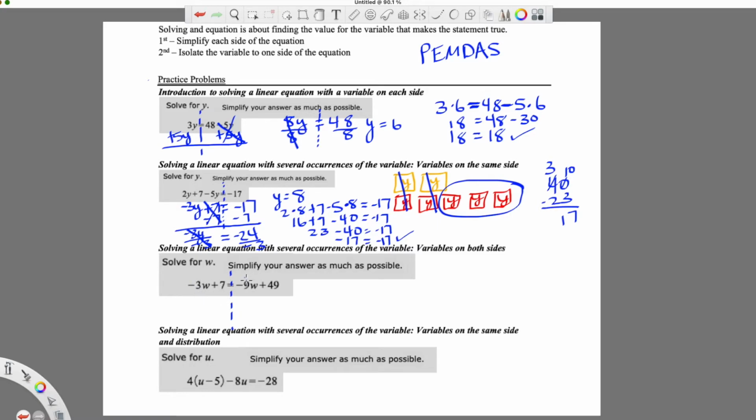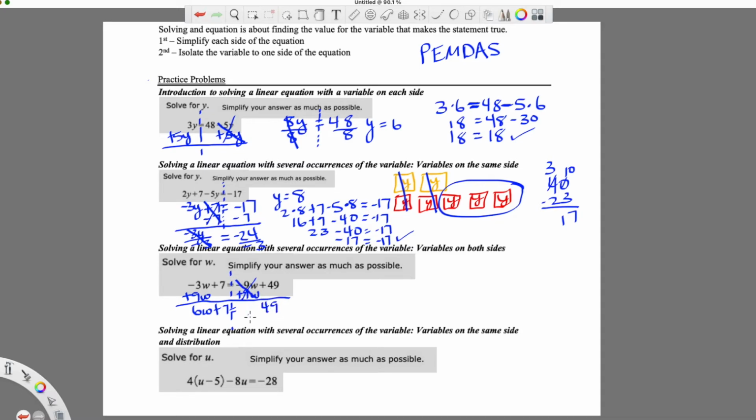To undo the negative 9, or to bring it to the other side, I'd have to add. Well, when I add, it's going to end up being positive, because negative 3 plus 9 leaves me with positive 6. Because it's like I'm saying I had 9 and I took 3 away. Plus 7 equals negative 9 plus 9 cancels out, and I get 49 on this side.